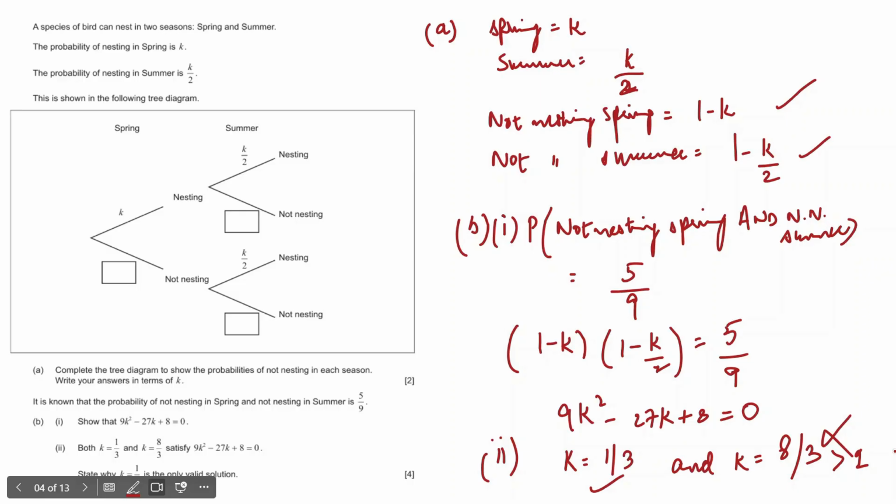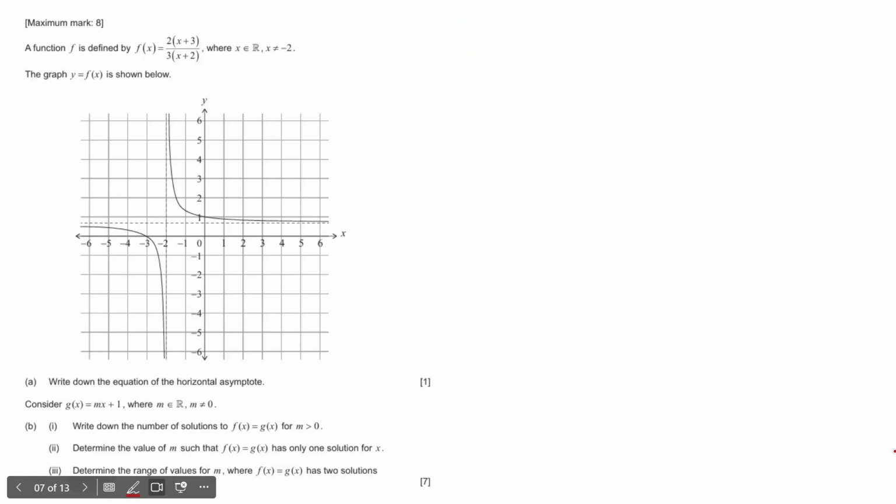Okay, now let's move to the next question of this paper. You can pause this video and read the question and we'll solve it. So first let's solve part A. You have to find the equation of the horizontal asymptote.